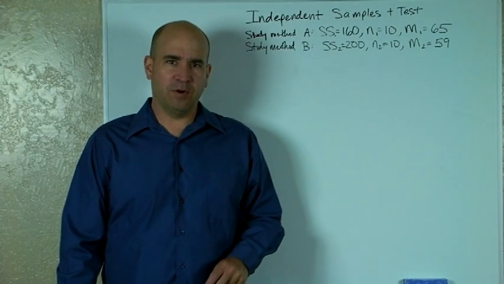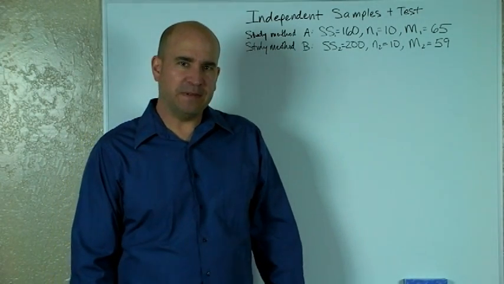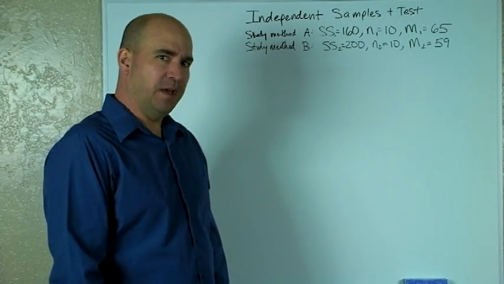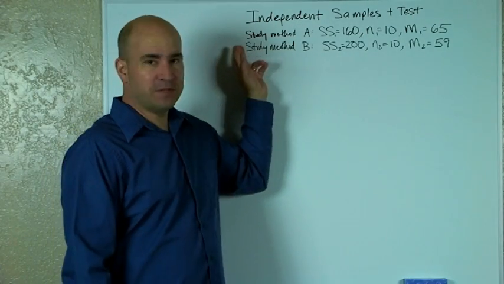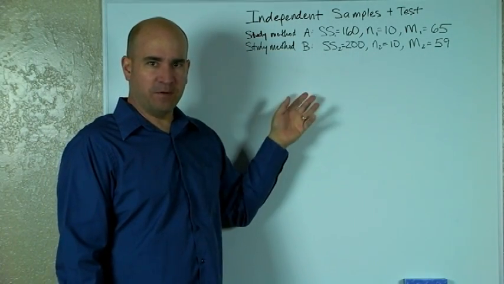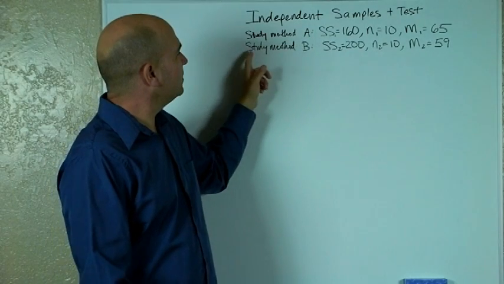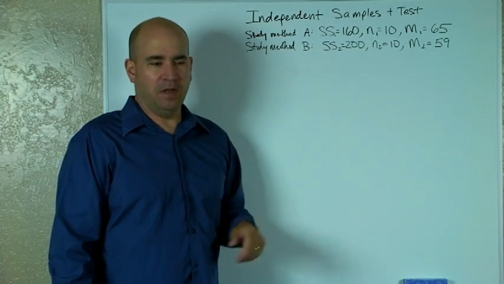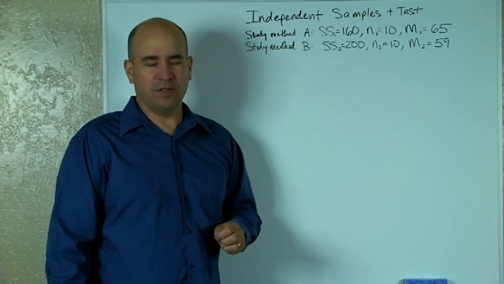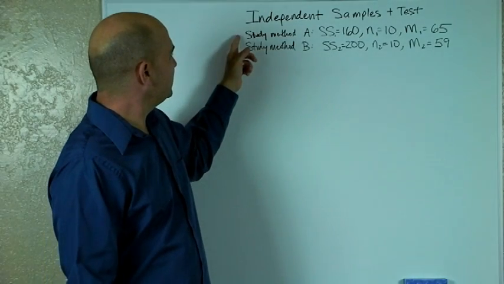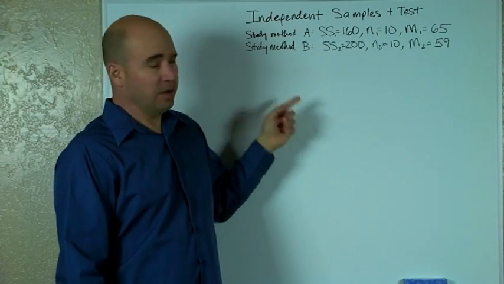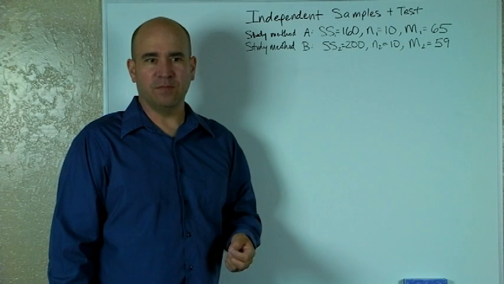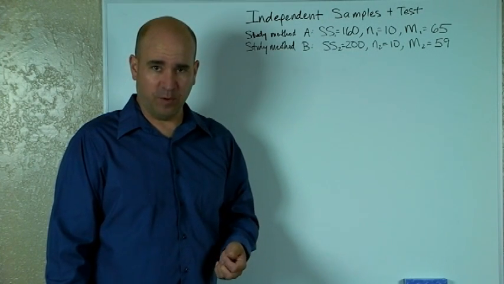In this example, we're going to take a look at the independent samples t-test. Assume we have two study methods, which I refer to as study method A and study method B, and we're trying to see whether one or the other is more effective on test performance.